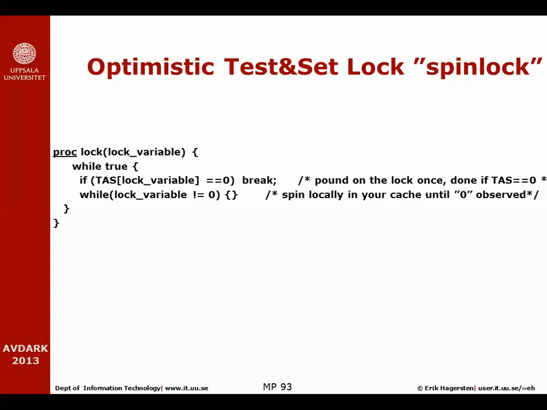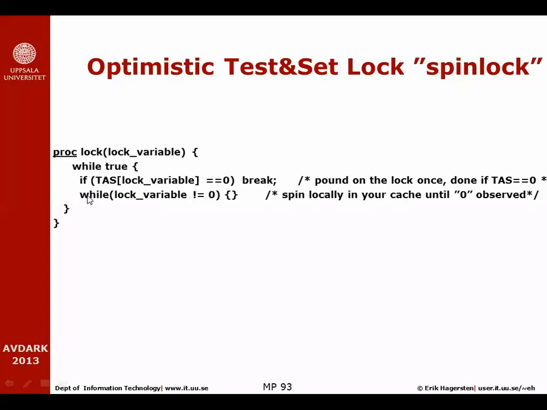Such a lock could be what's called an optimistic test and set lock, or a spin lock. Here you have a lock that looks sort of like the previous one. We have an infinite loop, while true, and all these things down to here. That's the lock. The first thing we do in this infinite loop is test once if the test and set will return 0. If so, we get out of that loop. So we execute the break statement here, which will get us out of the infinite loop.